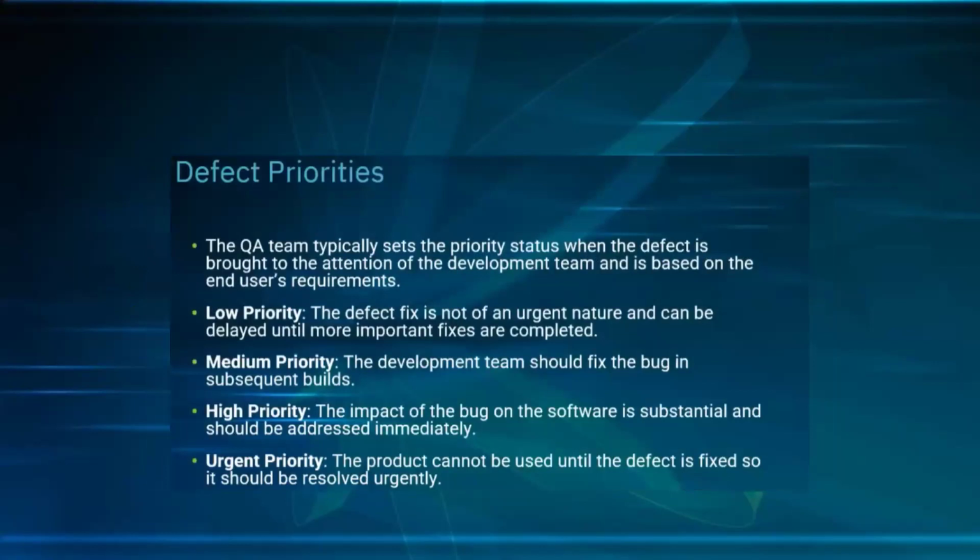So we have the defect priority. The QA team typically sets the priority status when the defect is brought to the attention of the development team, and it's based on the end user's requirements. So we have the low priority. The defect fix is not of an urgent nature and can be delayed until more important fixes are complete.